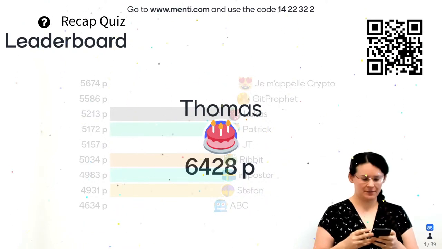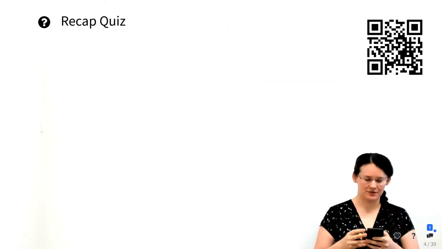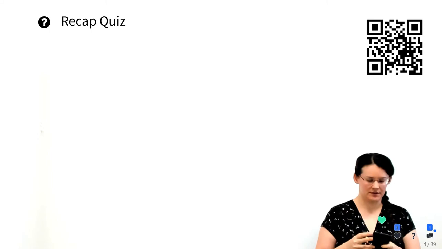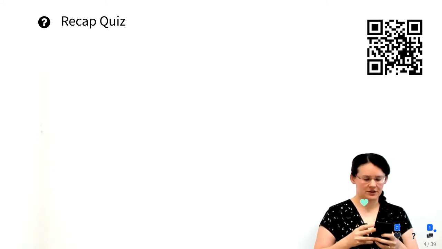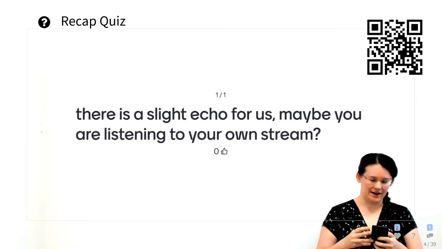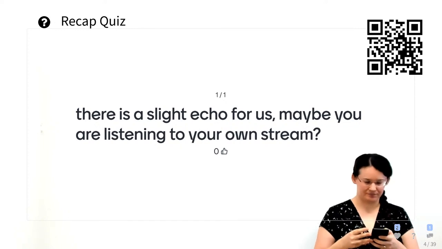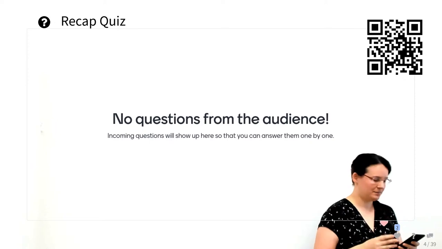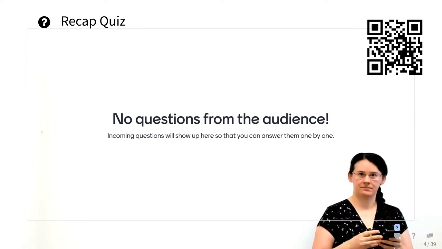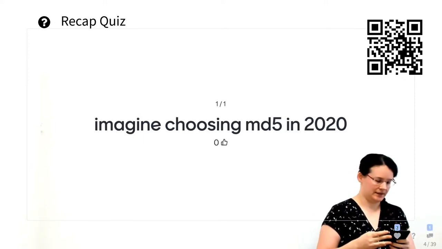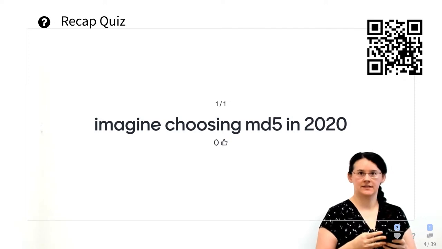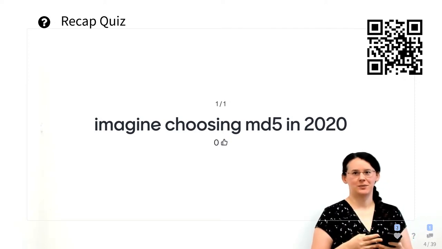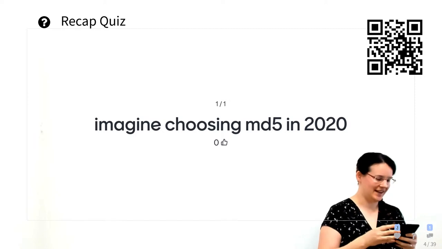I saw that in the meantime, also several questions popped up. So let's have a look at those right now. This was just a comment on the echo, so this is fixed by now. Okay, let's head back to the slides. Imagine choosing MD5 in 2020. Well, unfortunately, it happens.